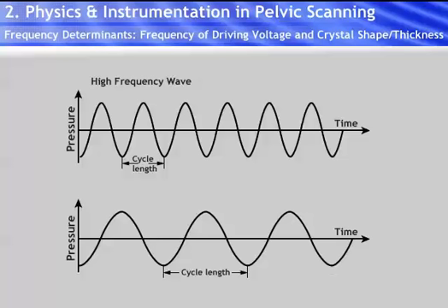The frequency of probes for abdominal sonography is between 3 megahertz and 6 megahertz. Commonly, the frequency of transvaginal probes is between 5 megahertz and 10 megahertz.